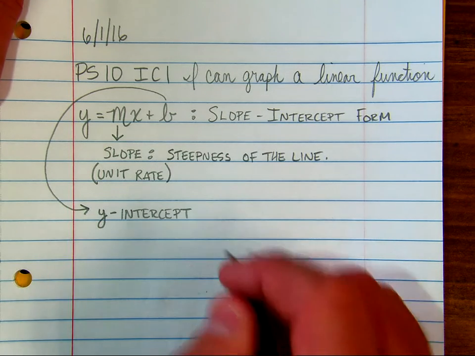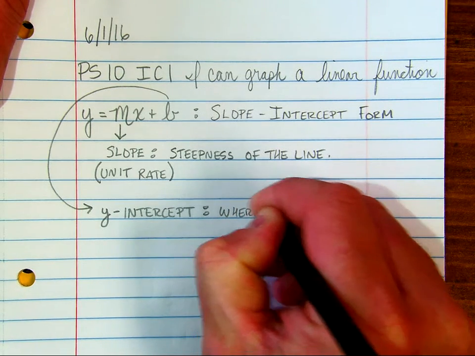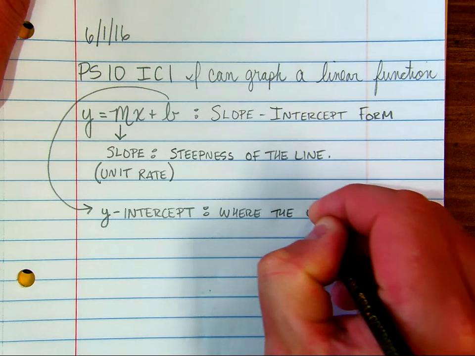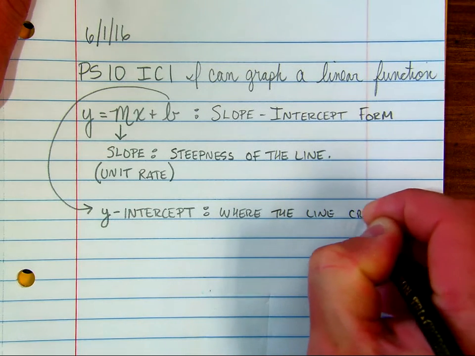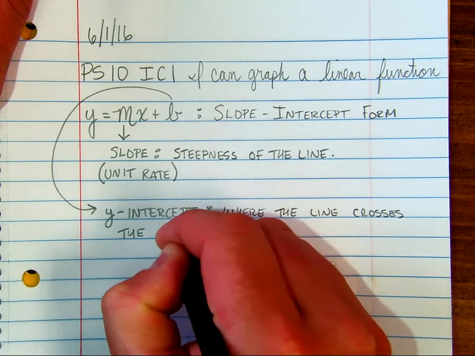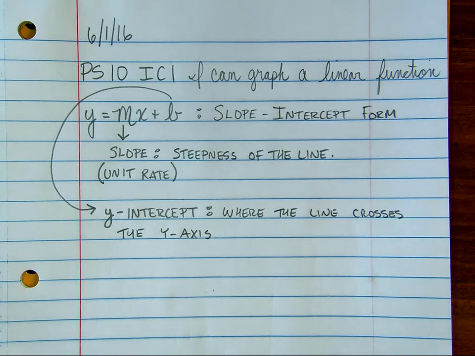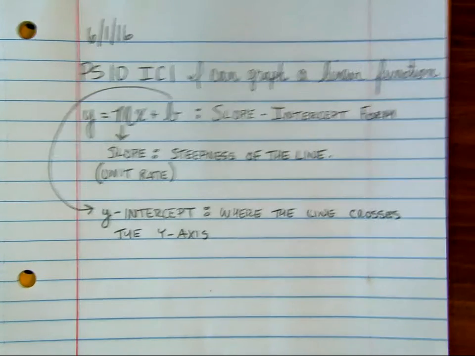Now, the y-intercept is where the line crosses the y-axis. And it can cross the y-axis anywhere. 0, 2, -2. It could cross the y-axis at -3.5. It could cross the y-axis at positive 4.25.